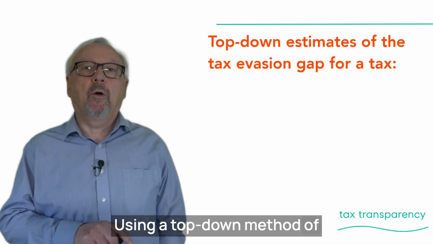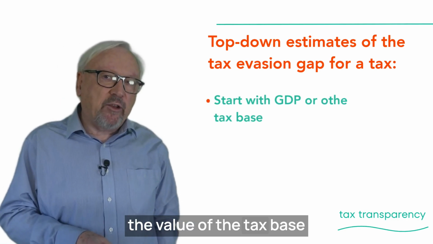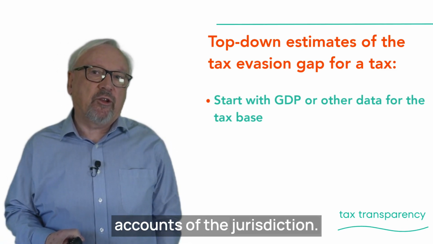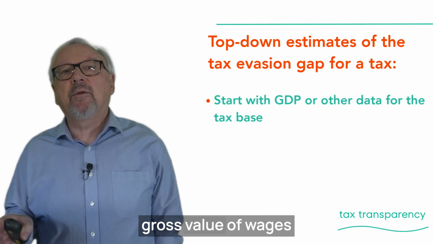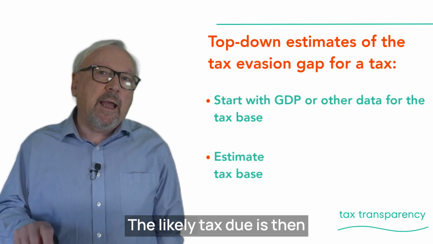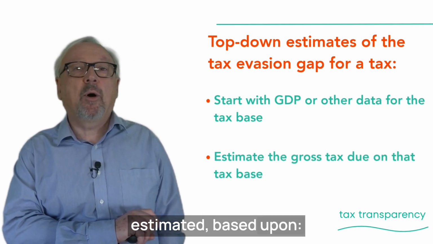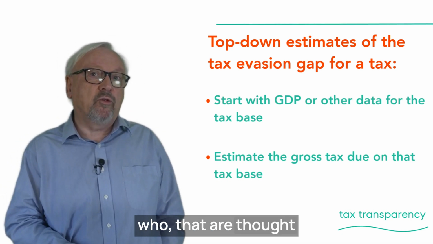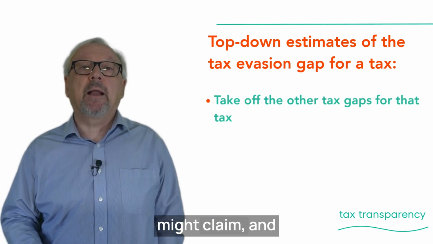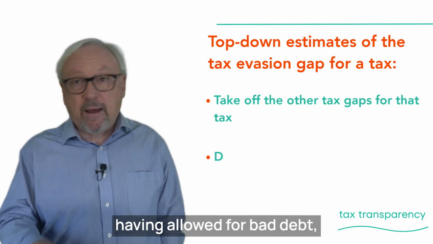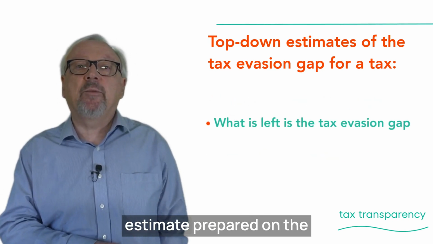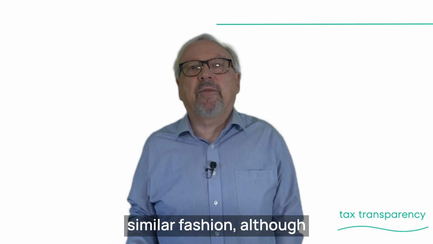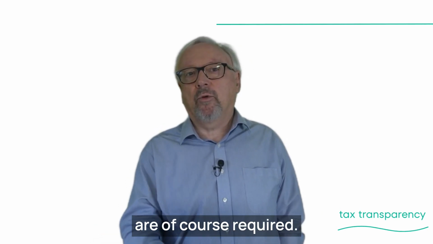Using a top-down method of tax evasion gap estimation, the value of the tax base for which the value of tax evasion is being estimated is identified within the national accounts of the jurisdiction. For example, the likely gross value of wages might be estimated. The likely tax due is then estimated based upon estimates of the likely spread of income, based on known or estimated income distributions, the number of people that are thought to be involved, the estimated value of reliefs that they might claim, and then the actual tax paid, having allowed for bad debt, is then compared with the estimate prepared on the above bases, and the result is the tax evasion gap. Other taxes work in a similar fashion, although different bases of estimation are of course required.